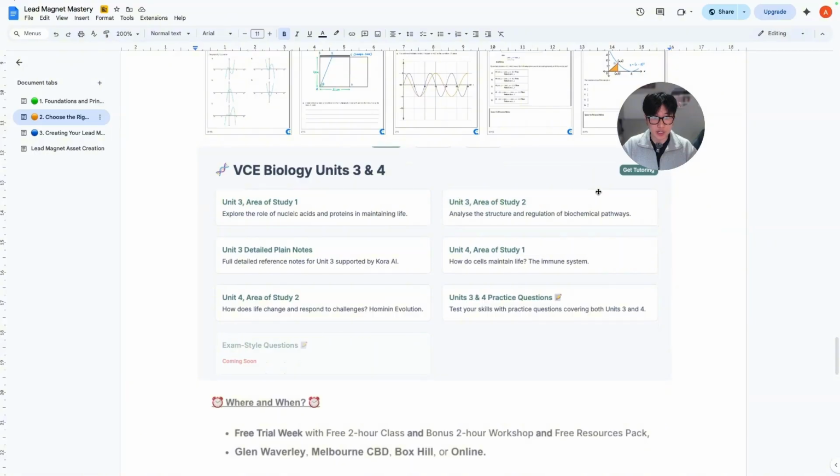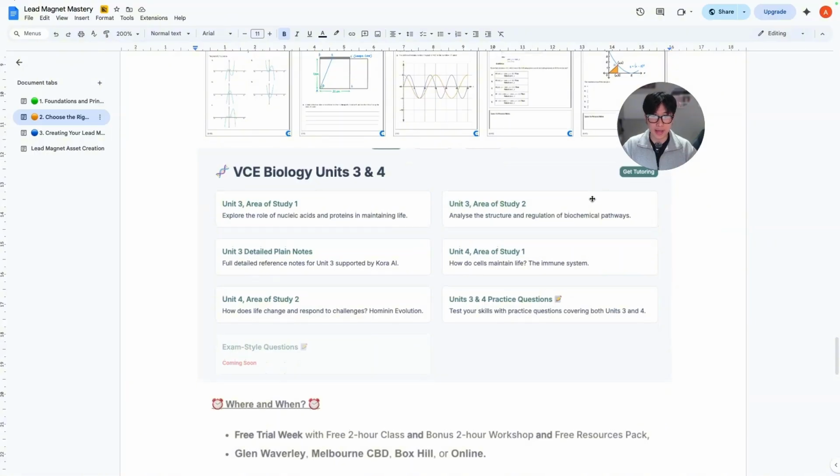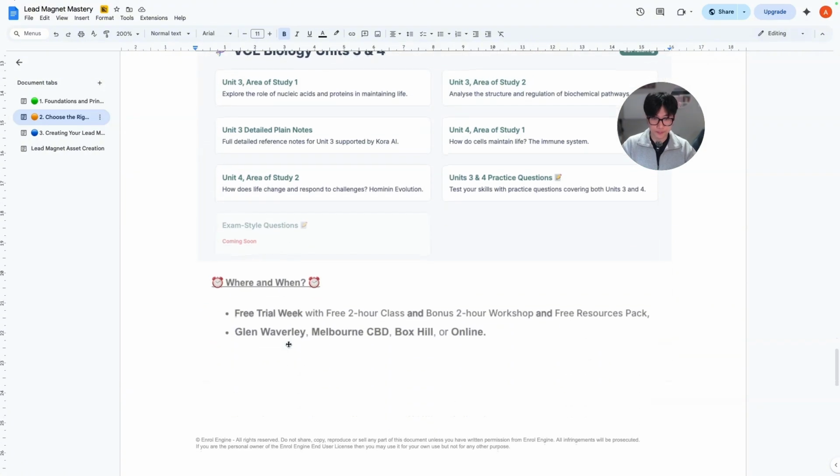We can have a page on your website where it's a collection of resources, right? This helps for exam revision for Unit 3 and 4, practice questions, area of study, exam style questions. This can work really well.